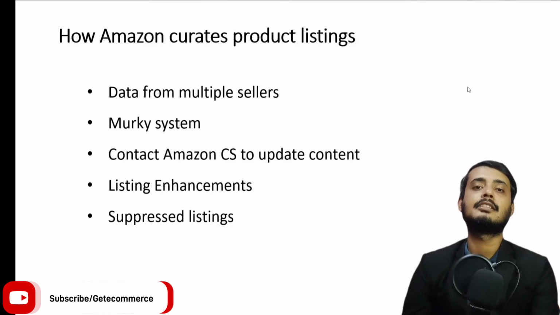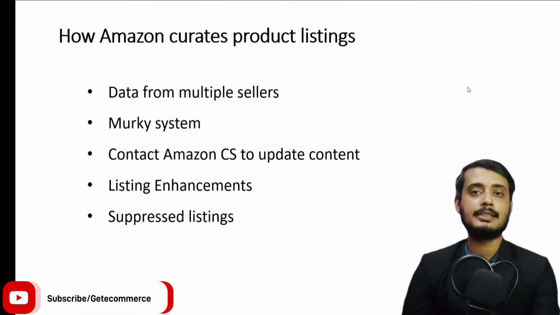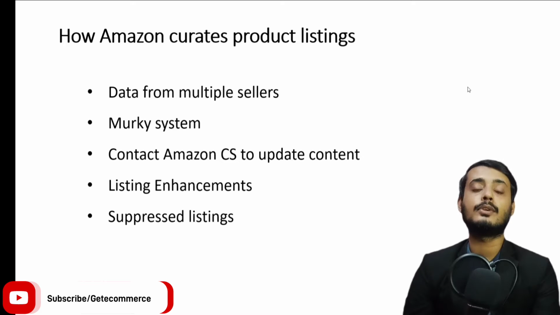Amazon has a catalog system. It uses data from multiple sellers to compile its listing. It does this in a rather opaque and murky way. If you submit new data for a listing, you cannot be sure that it will be used in the best way. If you feel that your data is more correct than the current data being used, the option is to contact Amazon seller support and ask them to update the content.